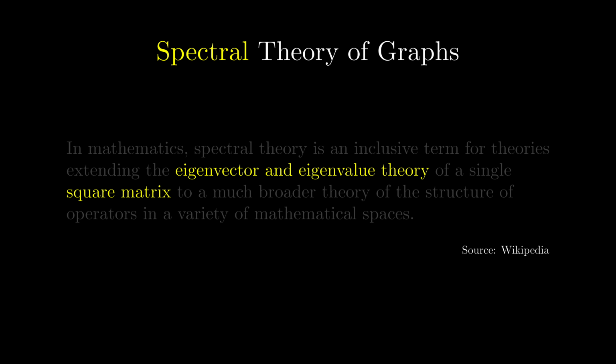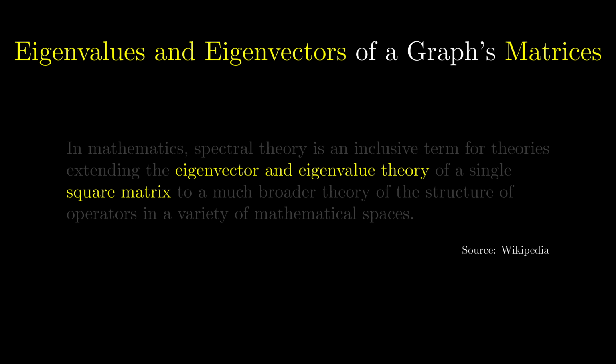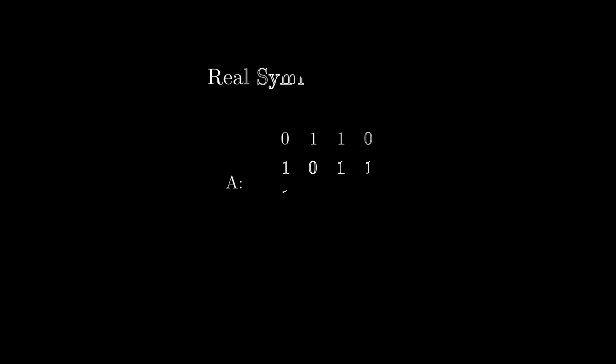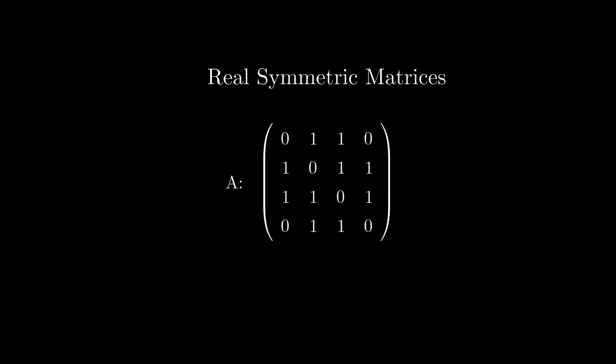However, if we focus on finite dimension linear space, square matrices, spectral theory becomes a theory of eigenvalues and eigenvectors. So what is spectral graph theory? It is a study of eigenvalues and eigenvectors of graph matrices. As we assume the graphs are all undirected, all the matrices associated with the graphs are real and symmetric. Real symmetric matrices are so good.